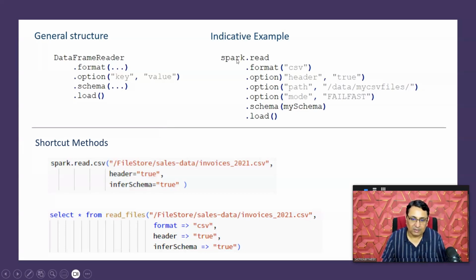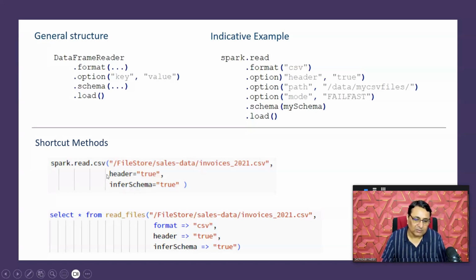Like if you want to read a CSV file, then you can simply use spark.read.csv instead of format and options and all that. You can use a shortcut method, which is .csv, and within the shortcut method, you provide all the details, like what is your source, do you have a header, do you want to automatically infer the schema from the CSV data. All those you can provide.